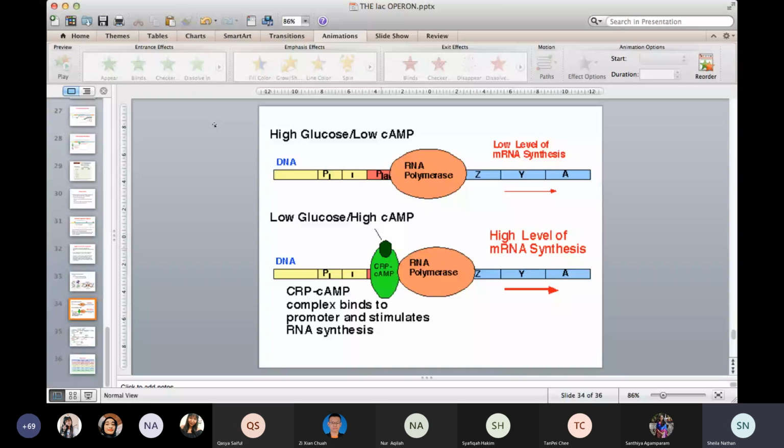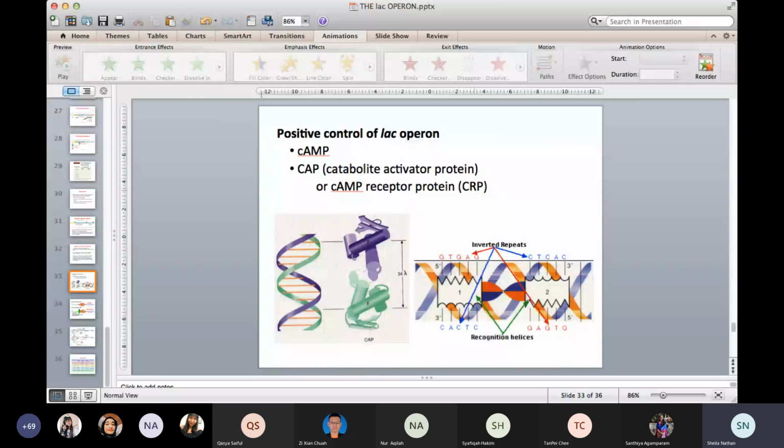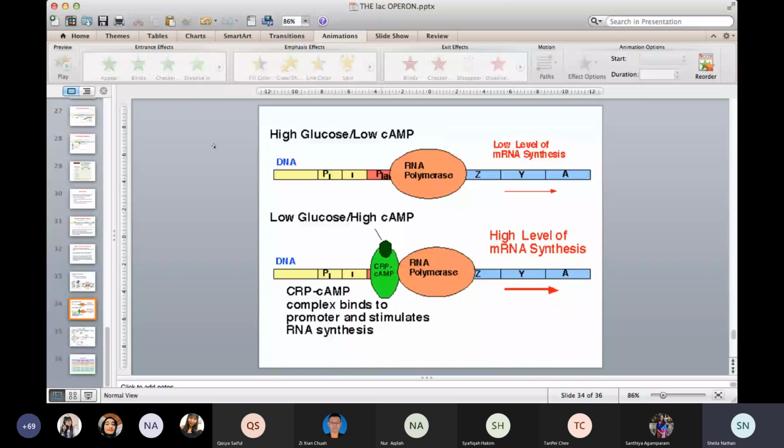So you see you have this CRP-cAMP molecule binding to part of the promoter. The other part of the promoter is bound to the RNA polymerase. So when this is now binding here, in the presence of low glucose, you get a high level of transcription of LacZ, LacY, and LacA. Remember, it's just similar to what you saw for eukaryotic cells.